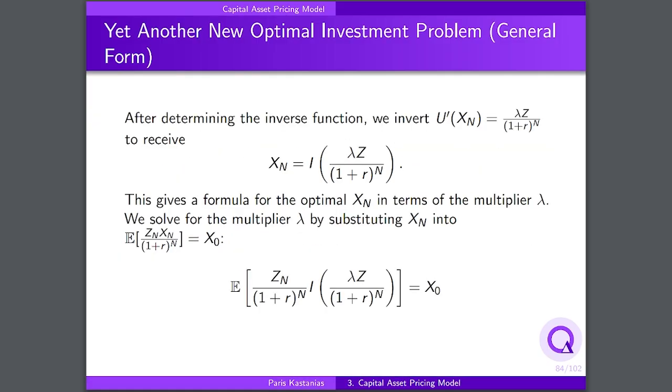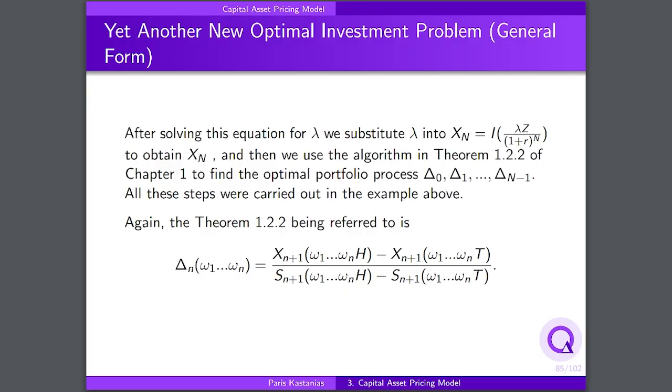After determining the inverse function, we invert u dash to receive I of lambda Z divided by 1 plus r to the n. This gives a formula for the optimal xn in terms of the multiplier lambda. We solve for the multiplier lambda by substituting xn into this equation here, and then we get this. Then after solving this equation for lambda, we substitute lambda into the inverse function to obtain what xn is. Then we use the algorithm presented before, which is in the first slide, to find each of the deltas.